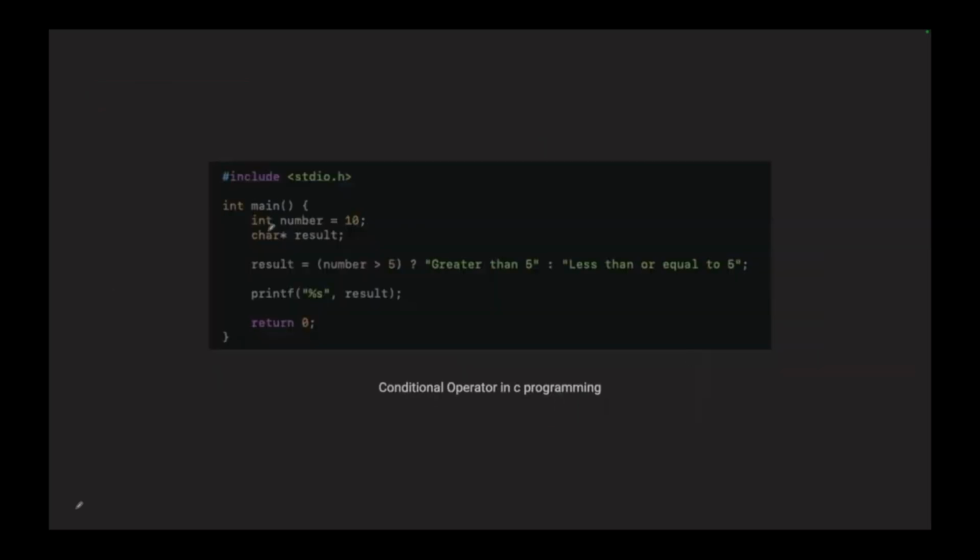Let's see one example. Again, we took a number 10 and we have initialized a character, that is result. Now here you can see result equals number is greater than 5. This is the condition, the first condition. After this question mark is greater than 5, after this colon is less than or equal to 5, and we have printed the string, that is result. Number is 10, and 10 is greater than 5, yes. Then after the question mark sign, greater than 5 will be printed and the other part will be skipped. Suppose the number is 3, it will leave the first part as a false condition. Then after the colon, less than or equal to 5 is printed.